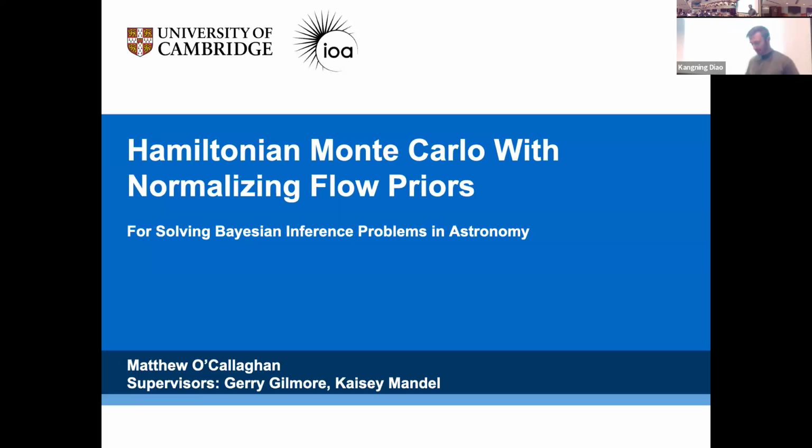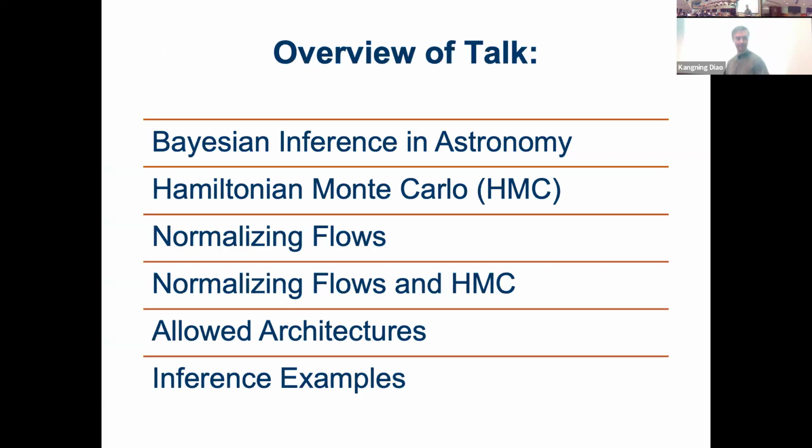Really what we want to look at today is just a few things. I want to start by talking about Bayesian inference in astronomy and why that's important to all of us. Then I'll move on to Hamiltonian Monte Carlo and particularly its gradients. Then talk about normalizing flows and how they're already used, particularly in Bayesian inference in astronomy. And then look at how what we're going to propose is something slightly different: Hamiltonian Monte Carlo with normalizing flow priors.